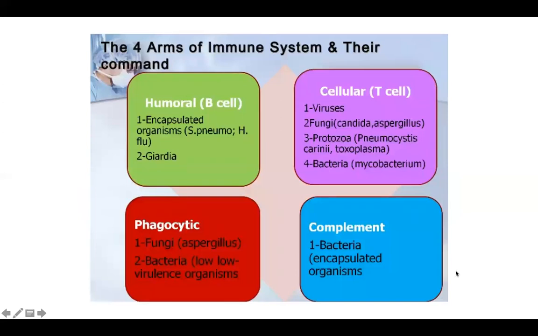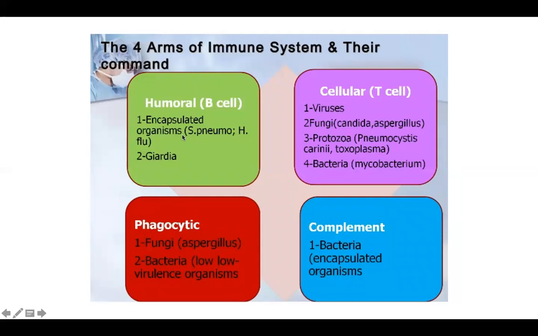Now, which are the pathogens that they fight? This is important because of the first objective that we saw: which opportunistic infections are common in these deficiencies. You will know that only when you know what they fight. Like we already said, humoral immunity fights extracellular pathogens, so primarily the encapsulated organisms.